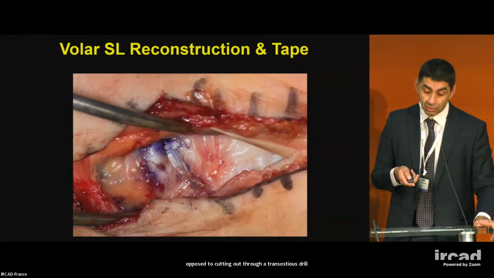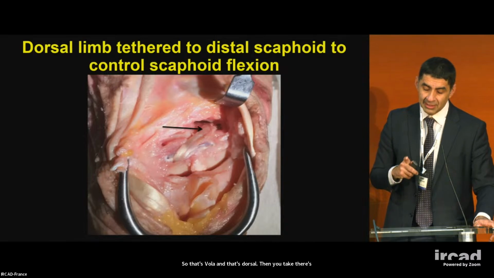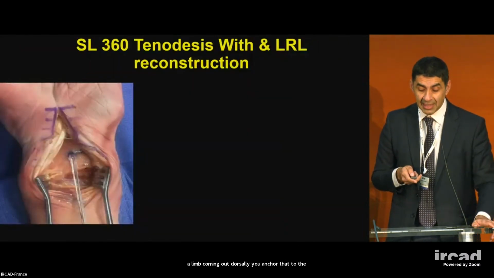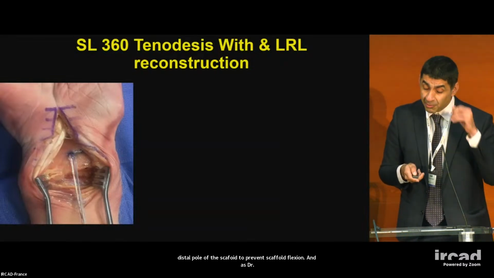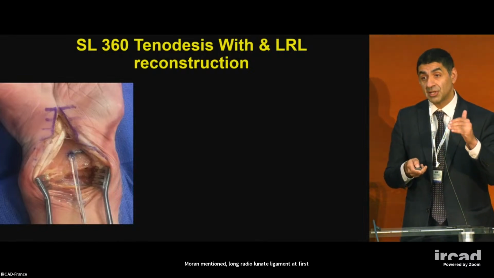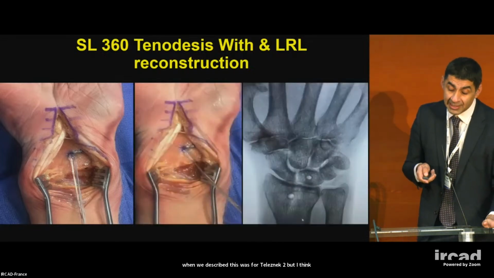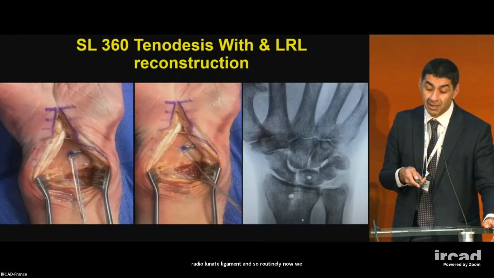So that's volar and that's dorsal. Then there's a limb coming out dorsally, and you anchor that to the distal pole of the scaphoid to prevent scaphoid flexion. And as Dr. Moran mentioned, the long radiolunate ligament: when we first described this it was for Telesnik 2, but I think it's very hard to determine the quality of the long radiolunate ligament. And so routinely now we reconstruct the long radiolunate ligament with this graft and tape on the palmar side.